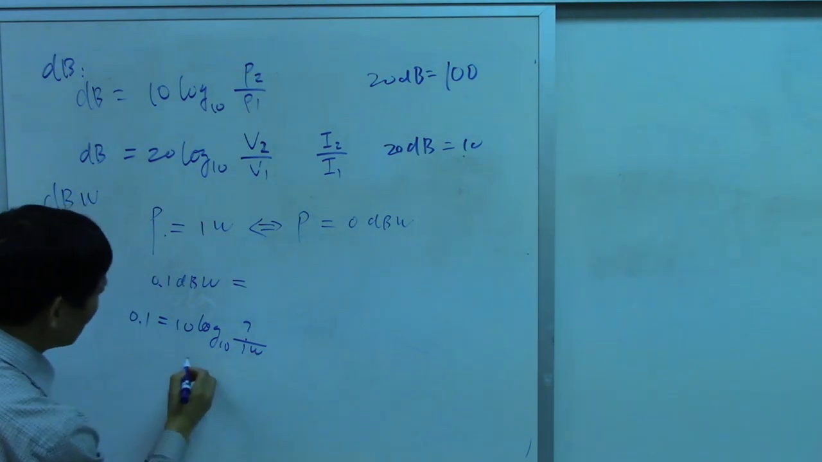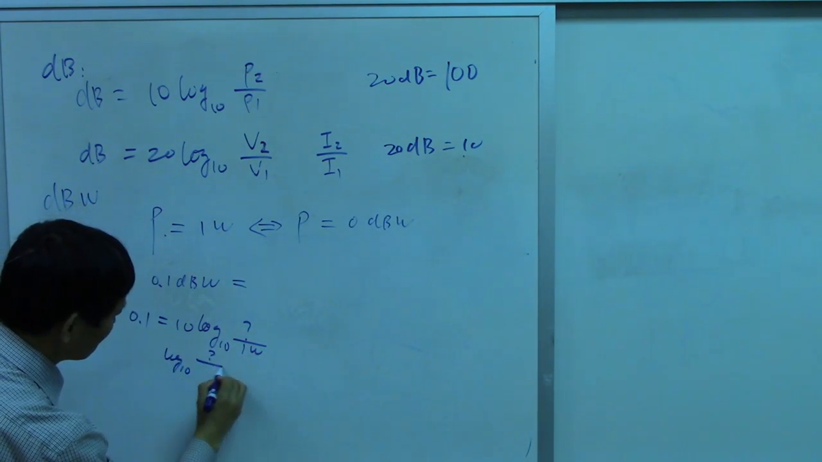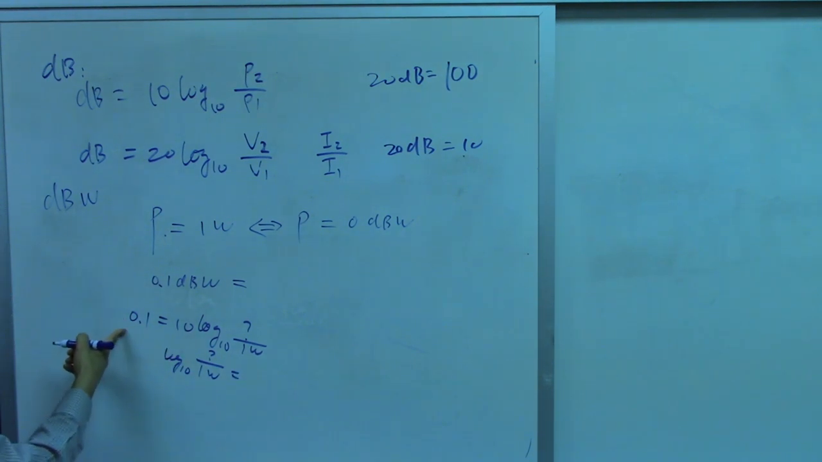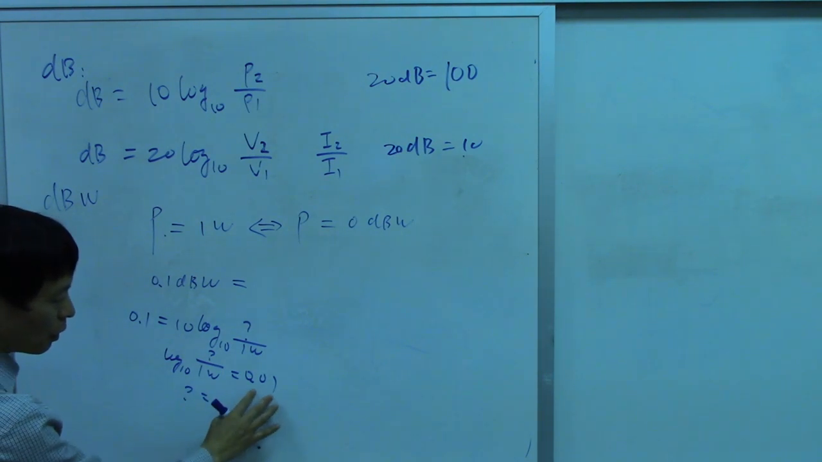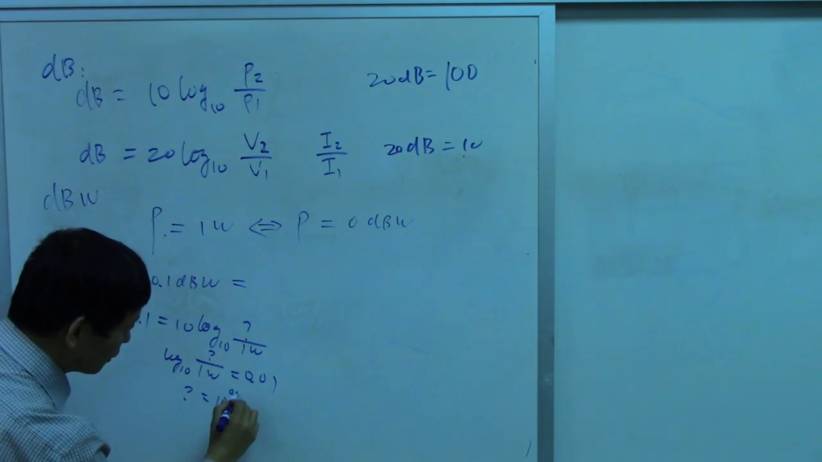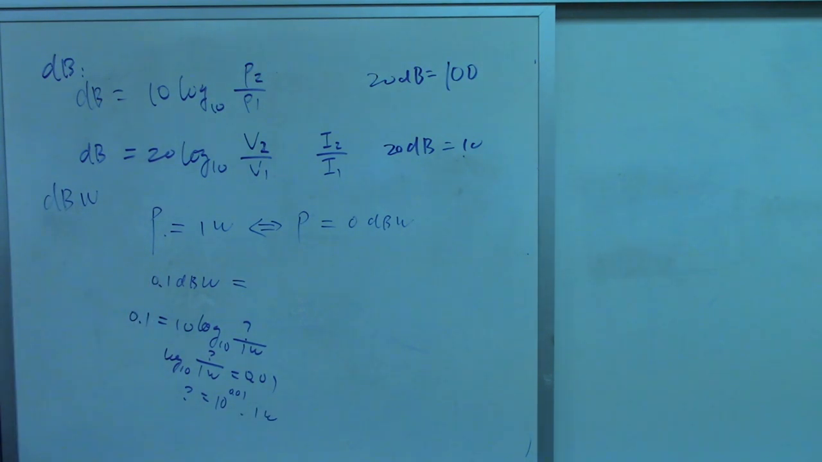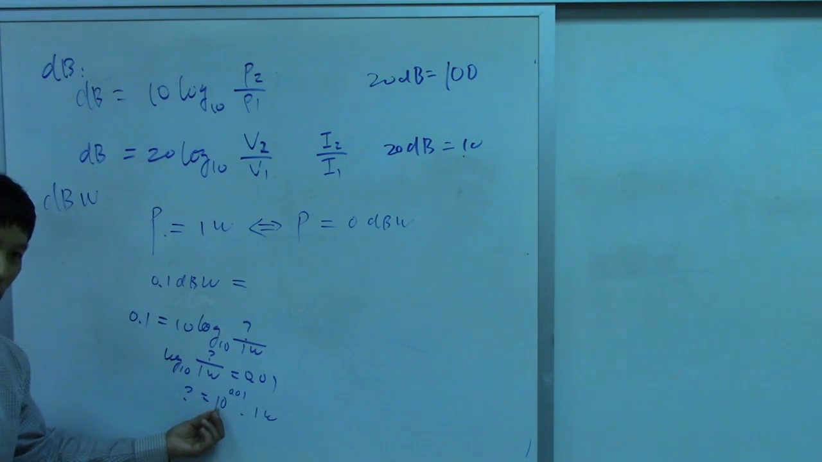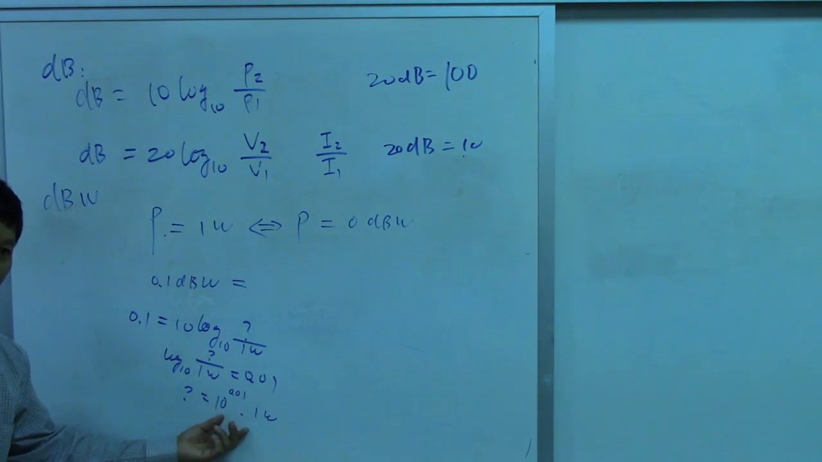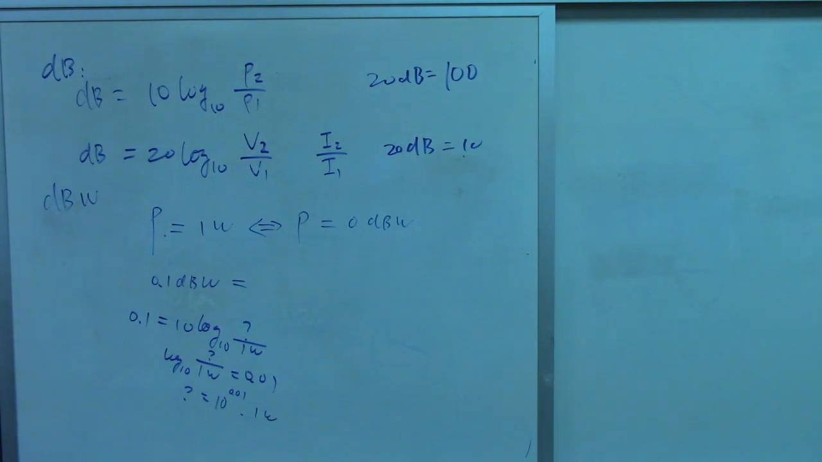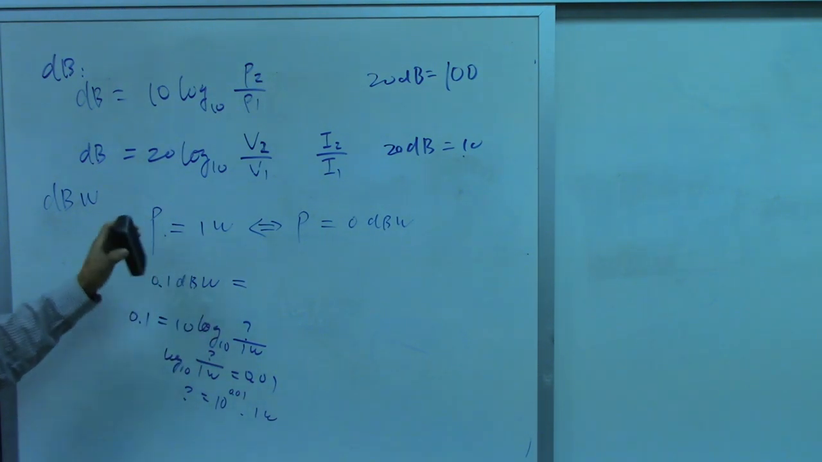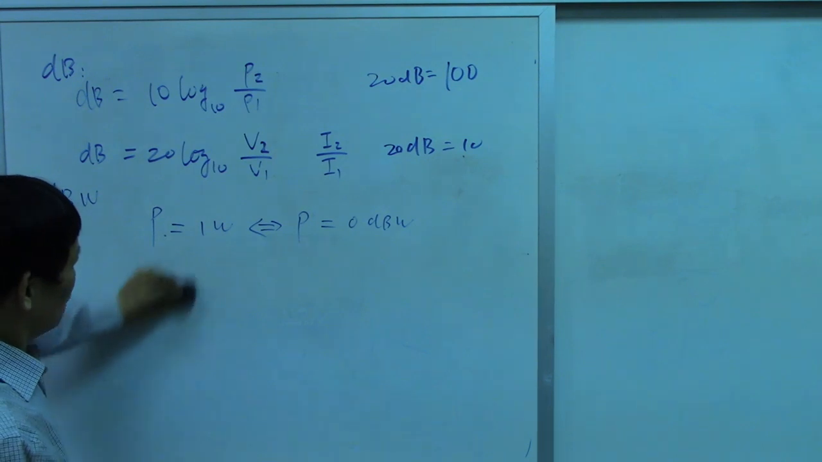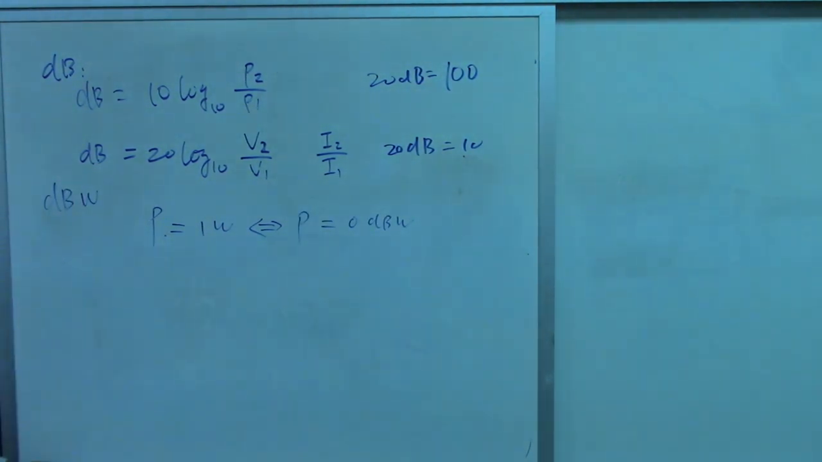So this will be log base 10 of the power over 1 watt. Move the 10 to this side, so that's 0.01, and then this power equals 10 to the power of 0.01, then times 1 watt. You need to use a calculator to calculate 10 to the power of 0.01, which gives some value, then multiply by 1 watt. Make sense? So dB watt means how many dB compared with 1 watt. That is, 0 dBW equals 1 watt.